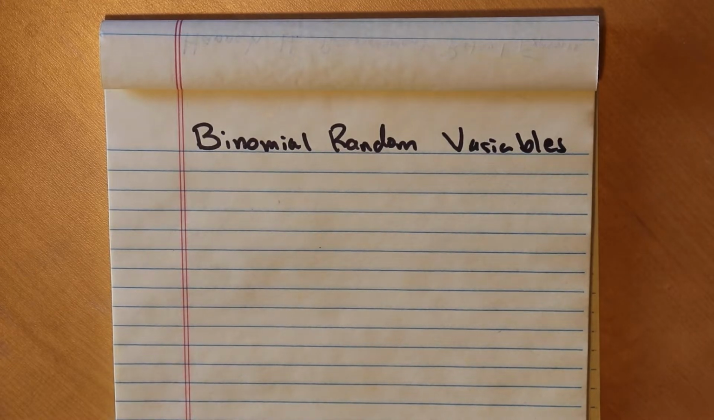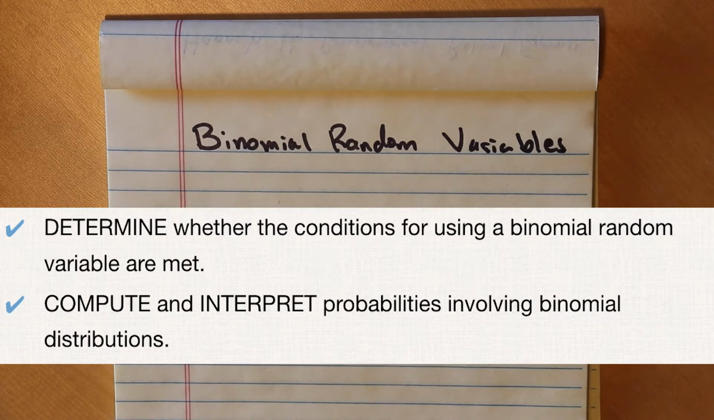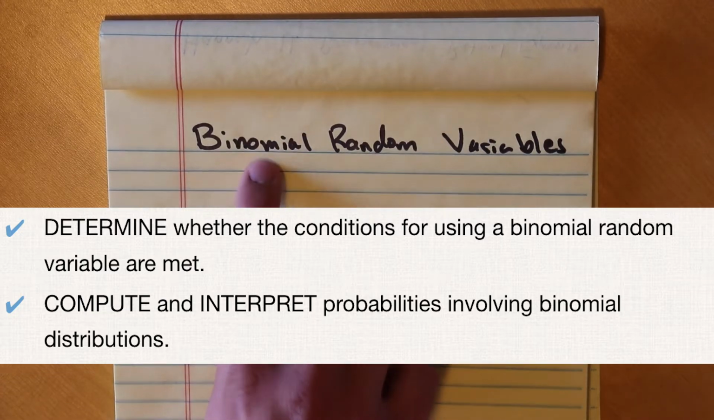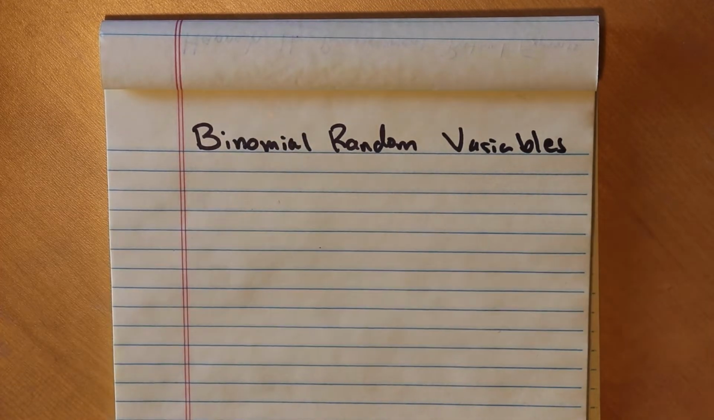So we have two goals for this lesson today. Our two goals are to be able to determine whether the conditions for using a binomial random variable are met, and to be able to compute and interpret probabilities involving binomial distributions. So a big key word for today is binomial. Let's just go ahead and define what a binomial random variable is.